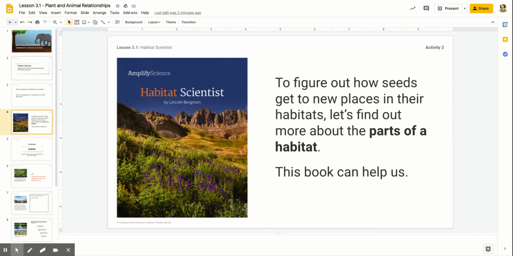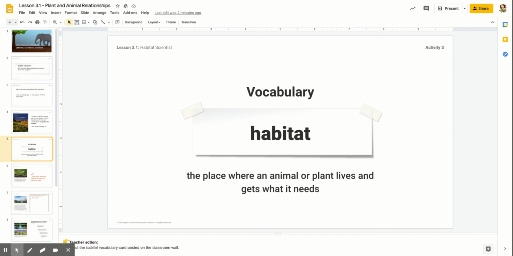So let's find out more about the parts of a habitat. And this book is going to help us. First, I thought it would be a good idea to think about the word habitat and what it means. A habitat is the place where an animal or a plant lives and gets what it needs. And what do plants and animals need?